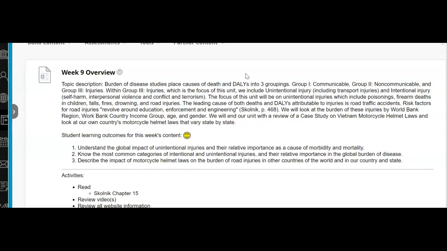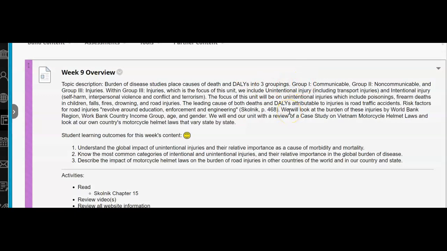The focus of this unit is going to be on those unintentional, also called accidental injuries, and that includes poisonings, firearm deaths in children, falls, fires, drowning, and road injuries. The leading cause of both deaths and DALYs attributable to injuries is road traffic accidents. Now that's in adults. Our statistics have now changed for children.